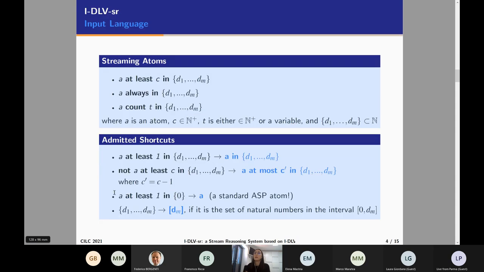So the most significant addition that I-DLV-sr introduces with respect to answer set programming is that we can use streaming atoms within the body of logic rules. In particular, for example, the first streaming atom allows us to check whether A is true at least C times in the considered time point. The second one allows us to check whether A is always true in the considered time point, while the last one allows us to count how many times A is true in the considered time point. Syntactically, some shortcuts are admitted, but the most important one is that A at least one in 0 is actually equal to a standard ASP atom. So we can say that a standard atom is a special case of a streaming atom.